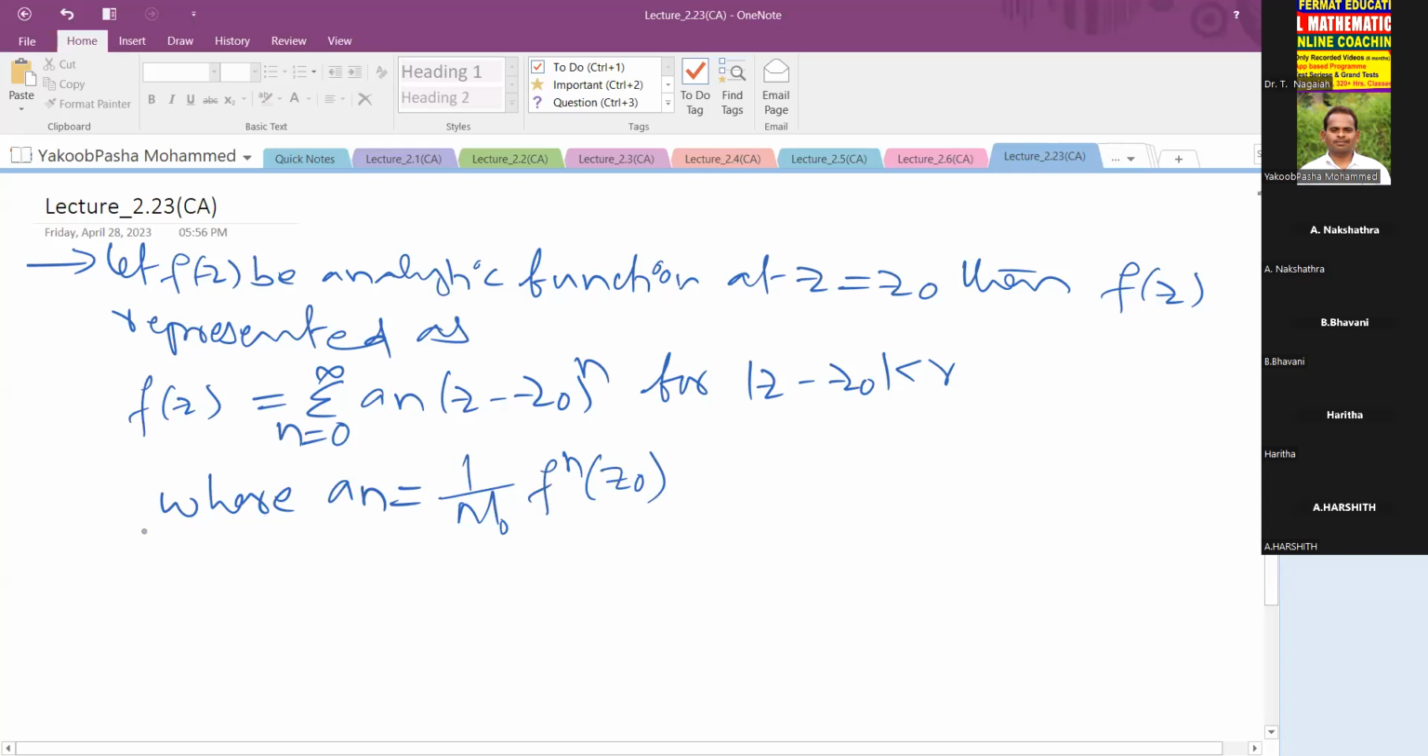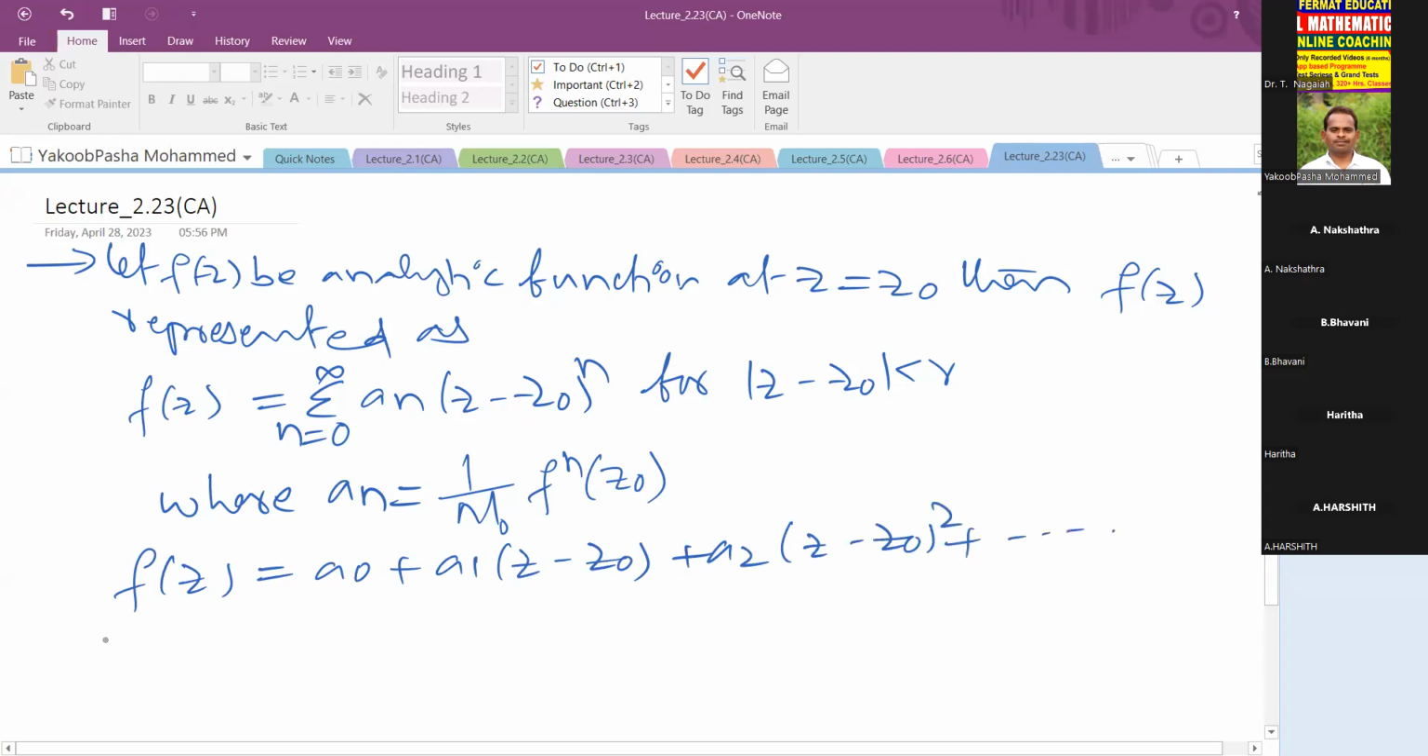In this case, we can write f of z is equal to a0, first term, plus a1 into (z minus z naught), second term, plus a2 into (z minus z naught) whole square, third term, and so on. This is called Taylor's series about z equal to z naught.